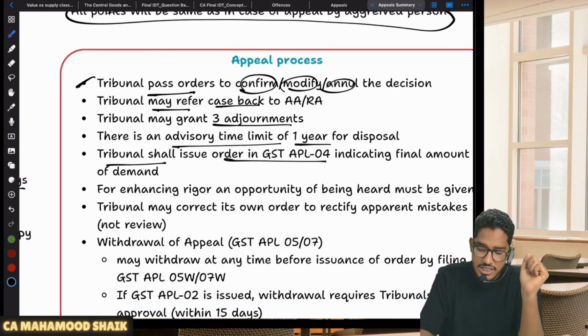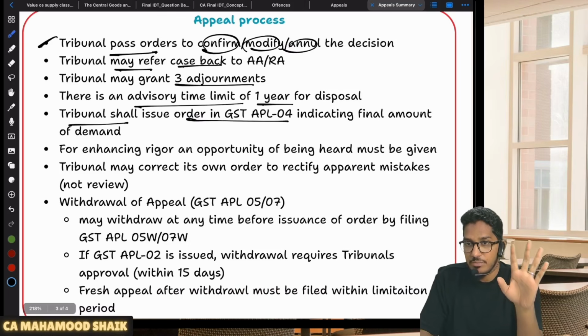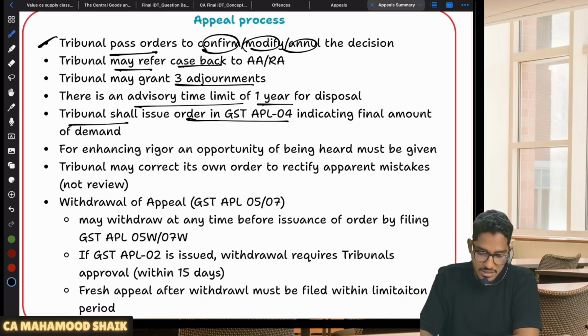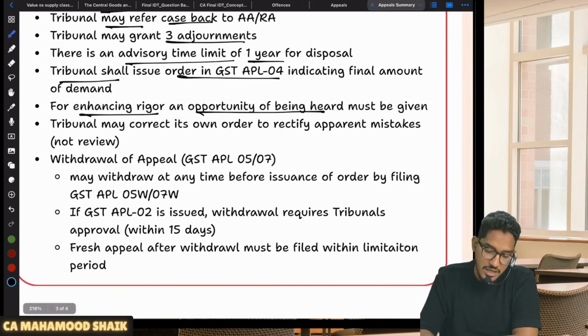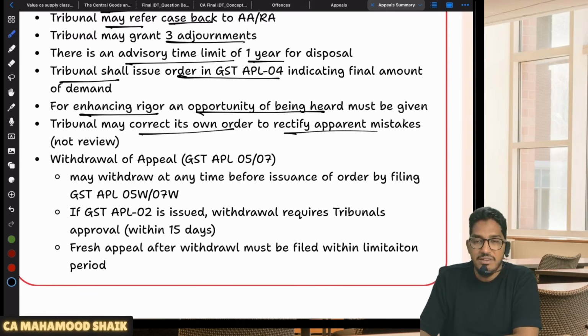The Tribunal shall issue an order in GST APL 04 indicating the final amount. So after the appeal has been completed, indicating the final amount, they will issue an order in GST APL 04. For enhancing rigor, an opportunity of being heard must be given. Here also, if they want to increase the tax, interest, penalty and all, they must give an opportunity of being heard. The Tribunal may correct its own order to rectify any apparent mistakes. If the Tribunal has already passed an order and thereafter finds any mistake in that, they can rectify it.